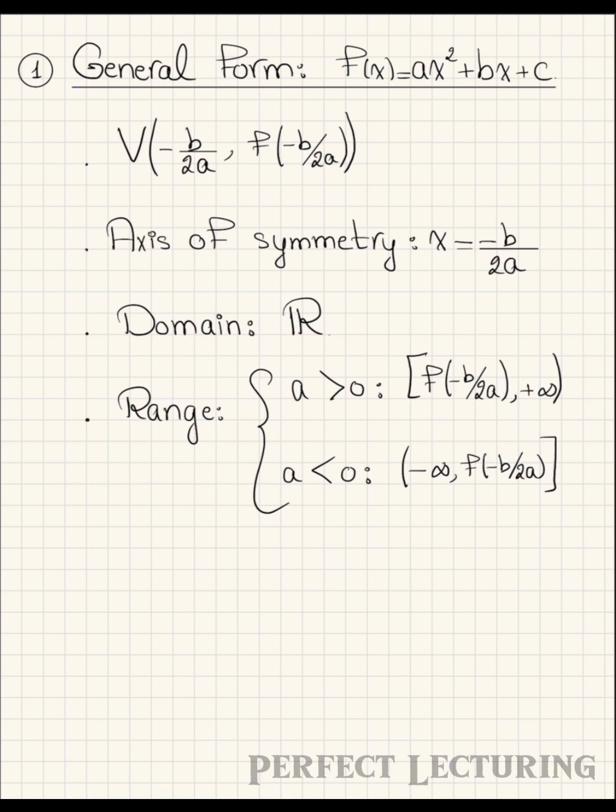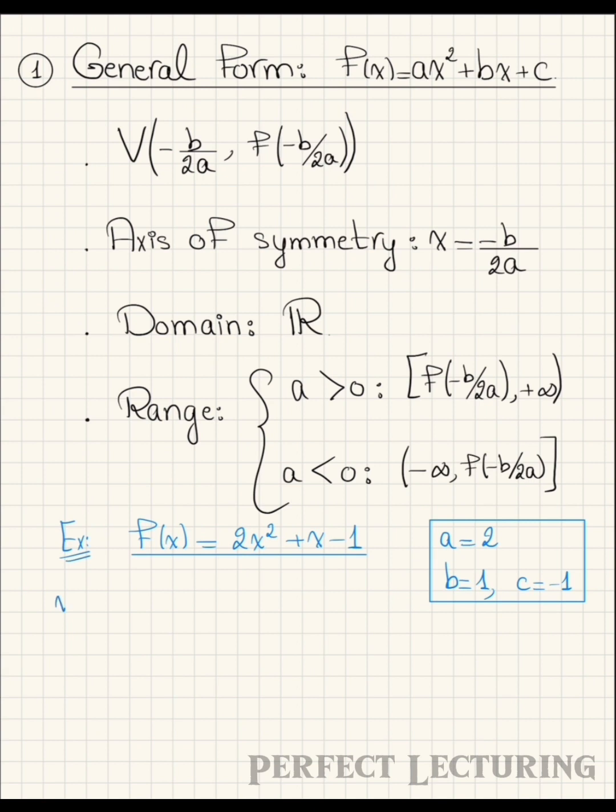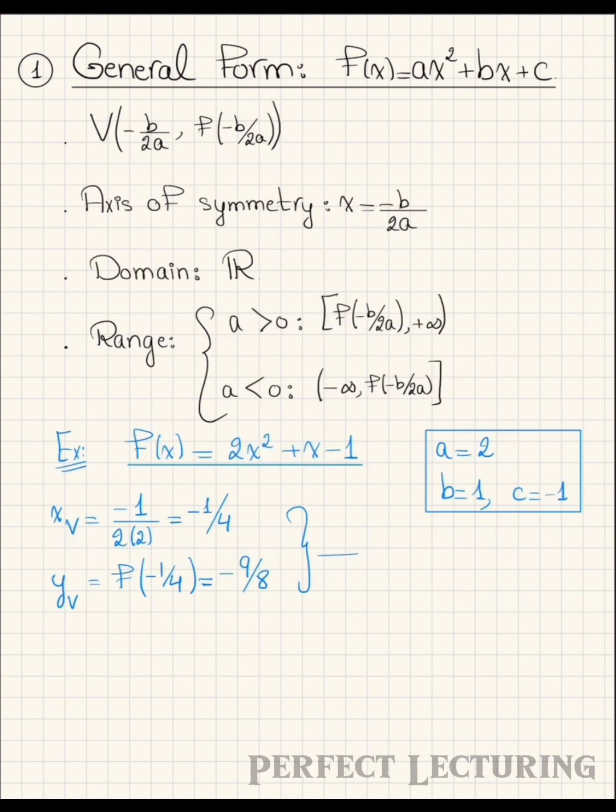Let us do an example. Let us consider the quadratic function f of x equals 2x squared plus x minus 1. Here a is equal to 2, b is equal to 1, and c is equal to negative 1. Thus, x of the vertex is equal to negative b, which is negative 1, over 2a, that is 2 times 2, and it is minus 1 over 4. What about the y of the vertex? It is f of what we got, so f of negative 1 over 4, and it is equal to negative 9 over 8. Thus, the vertex has coordinates negative 1 over 4 and negative 9 over 8.